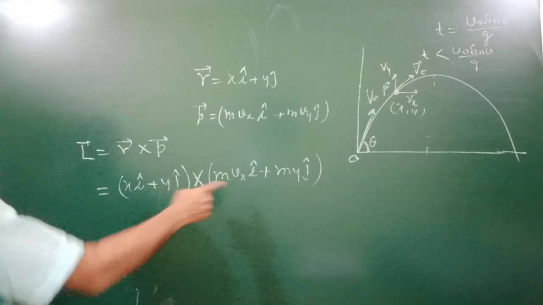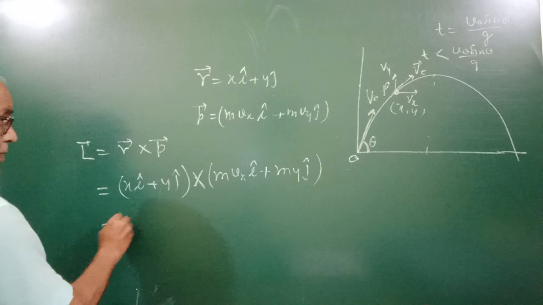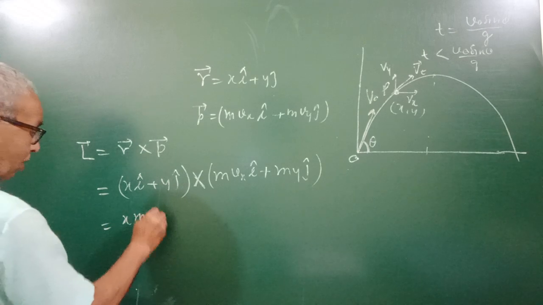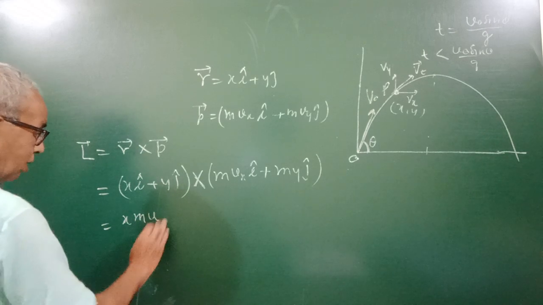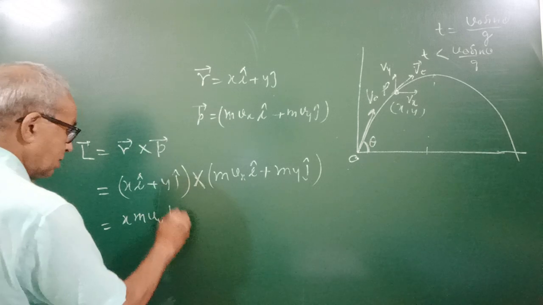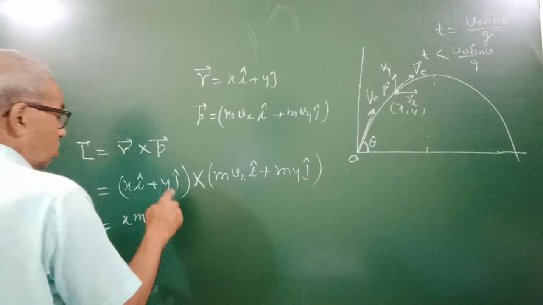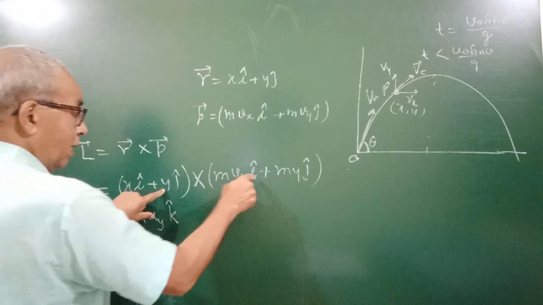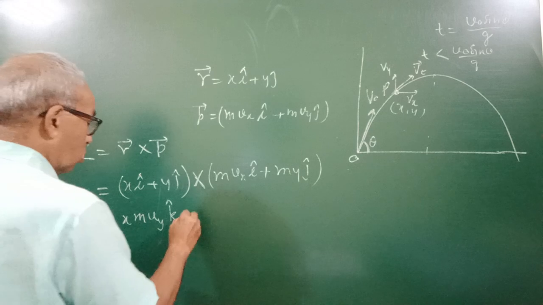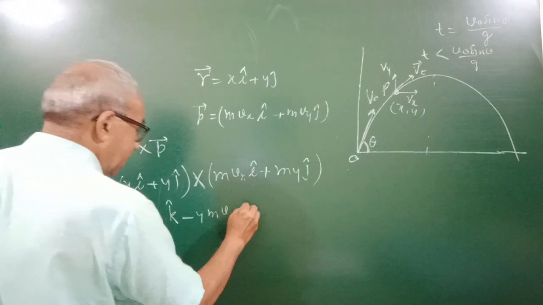Then if I find it, i cross i is 0, i cross j is k, so it will be x m vy k cap. Then j cross i is minus k, so minus y m vx k cap.